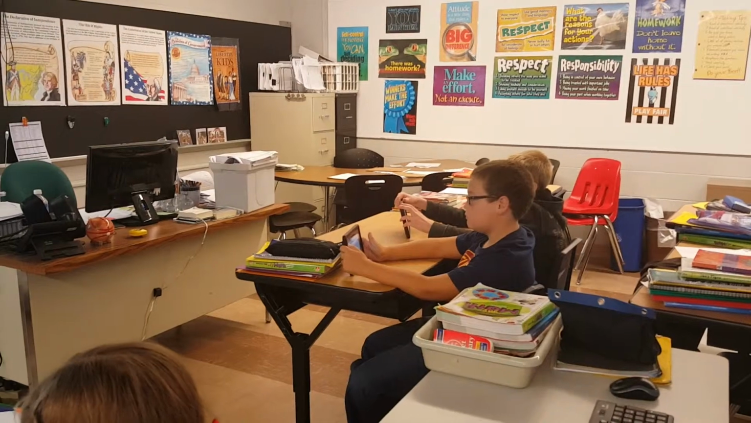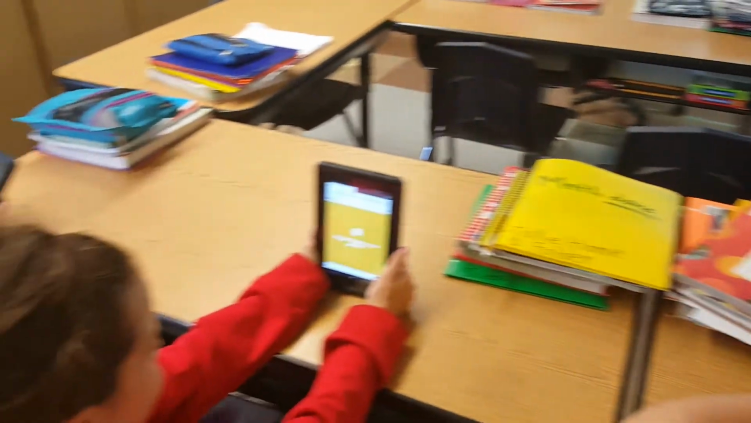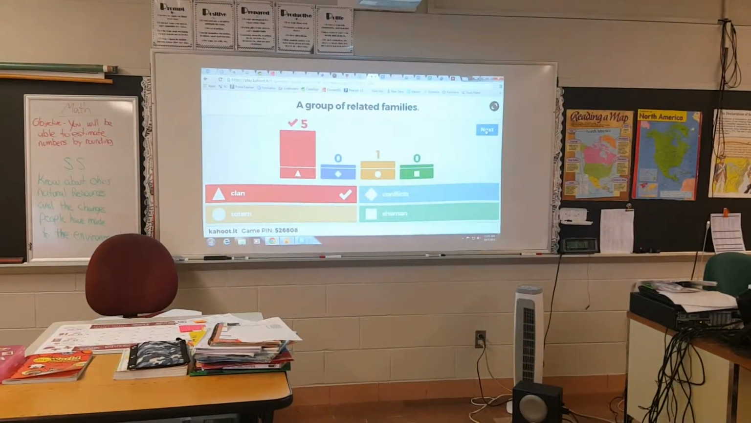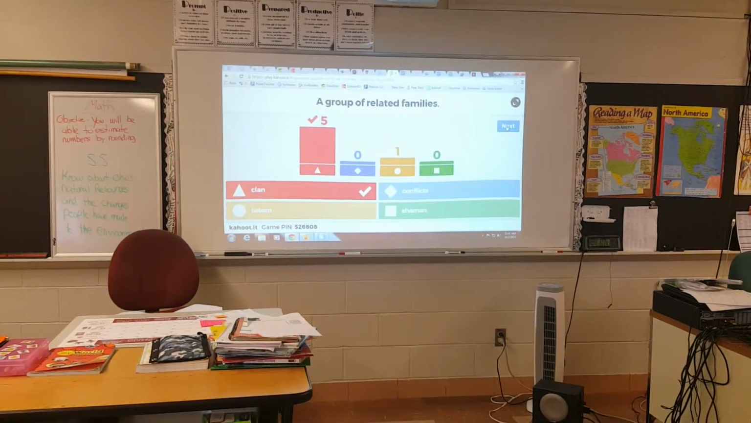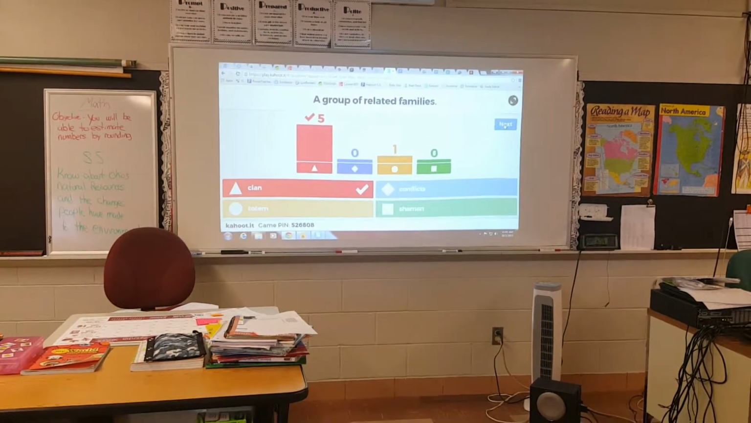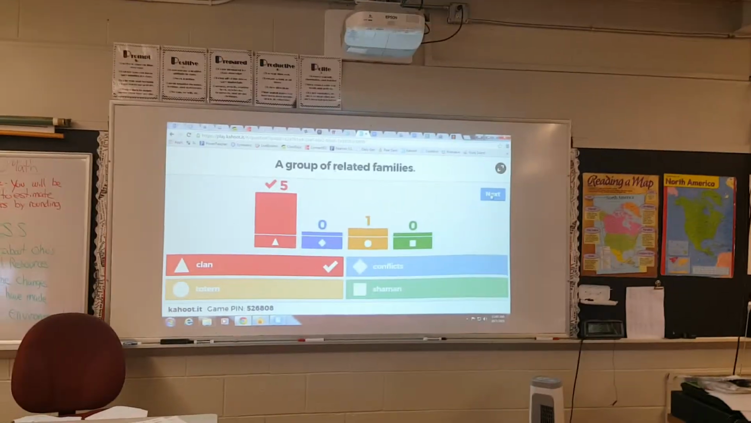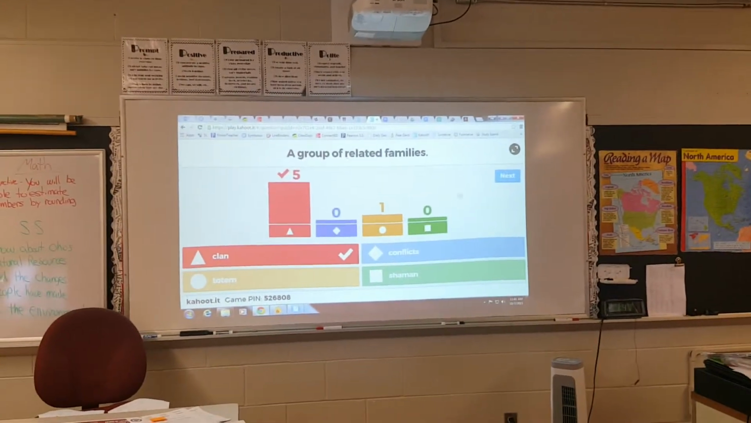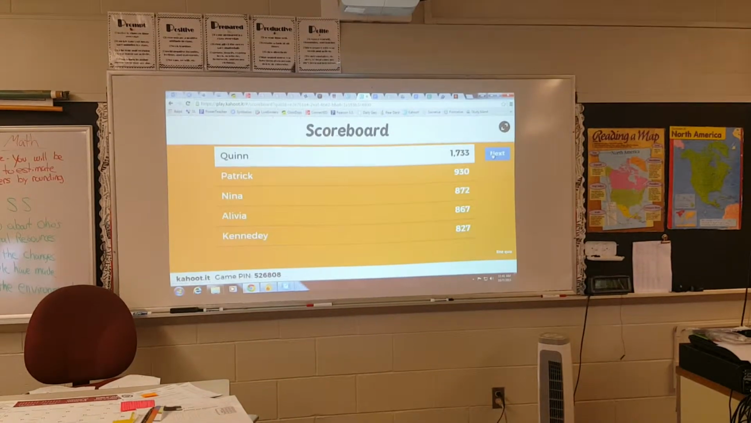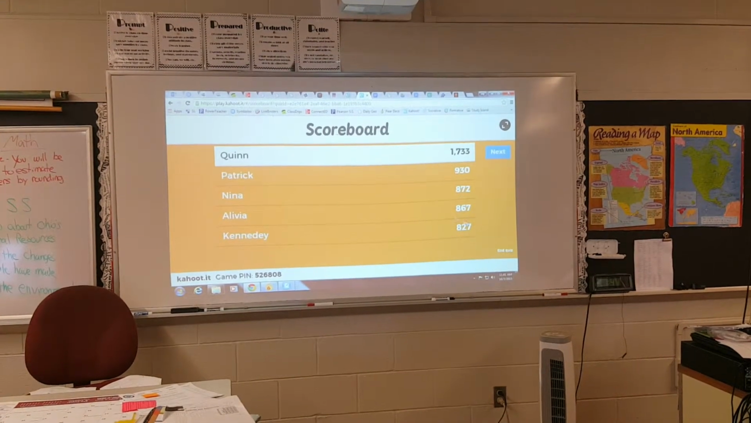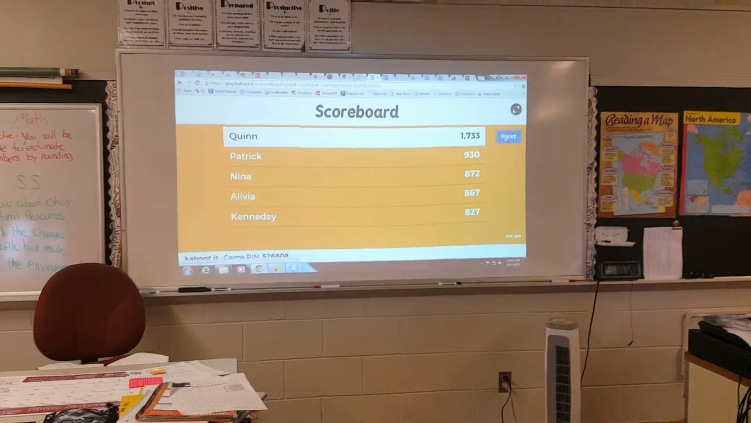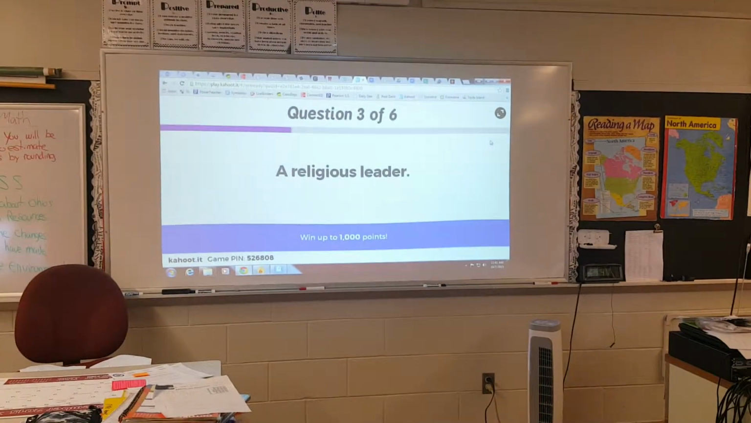What is a group of related families? In this case, it looks like most of the students know what a group of related families are. So there's probably no need to do a whole lot of discussion with this one, seeing how most of the students know, and the correct answer obviously is clan. Hit next. You can see the new scoreboard with the new results up there. Hit next for the 3rd question.